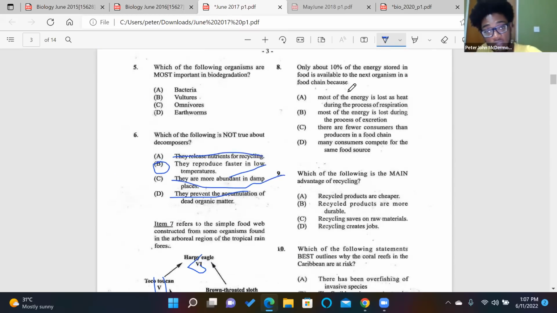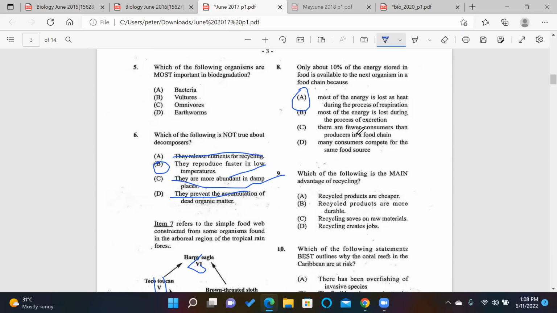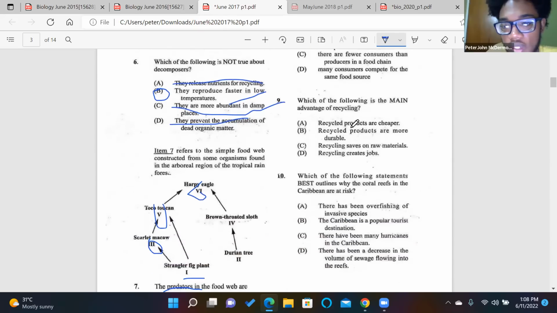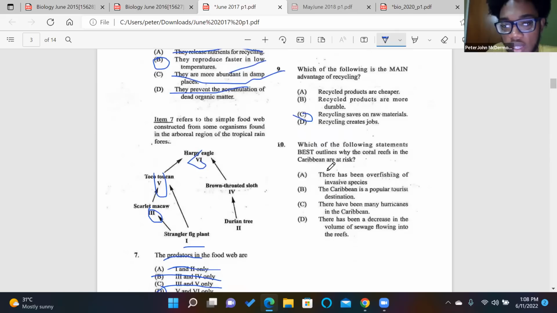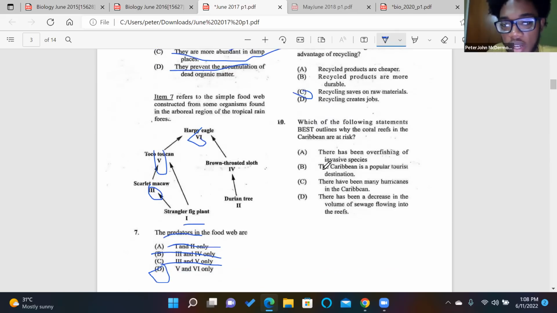Only about 10% of the energy stored in food is available to the next organism in a food chain because... I told you guys this before. A. Which of the following is the main advantage of recycling? C. We did that one. Which of the following statements best outlines why the coral reefs in the Caribbean are at risk?